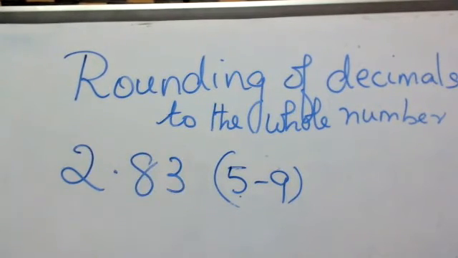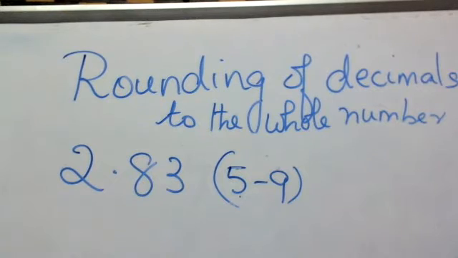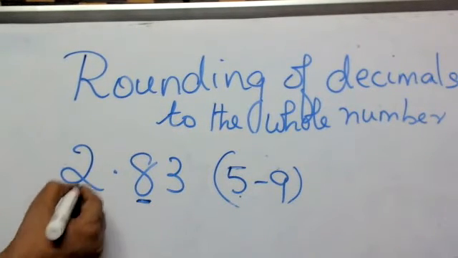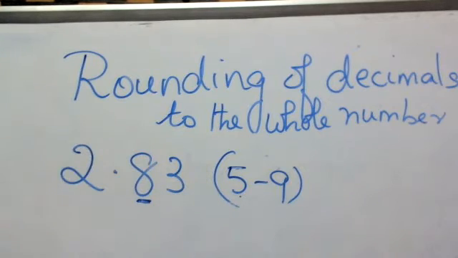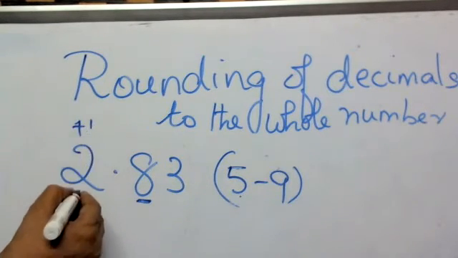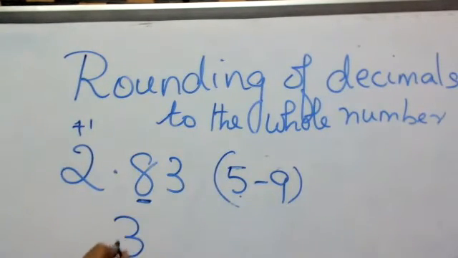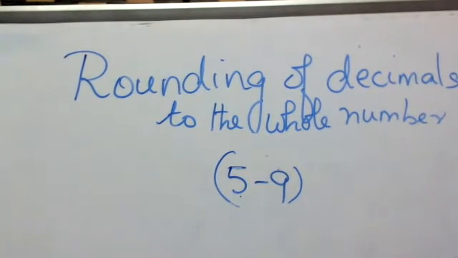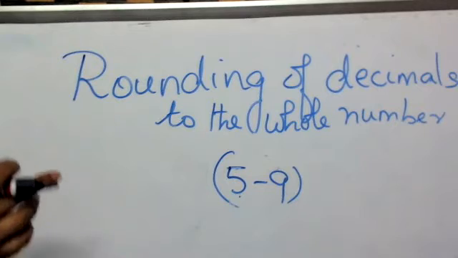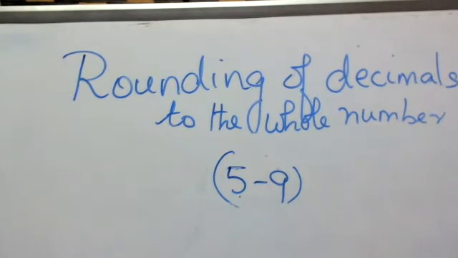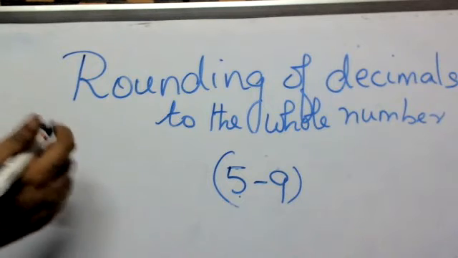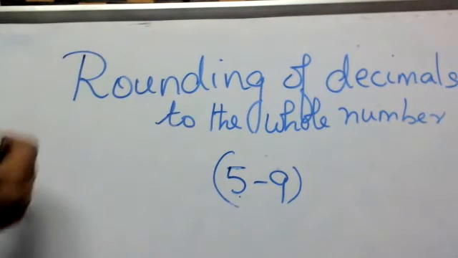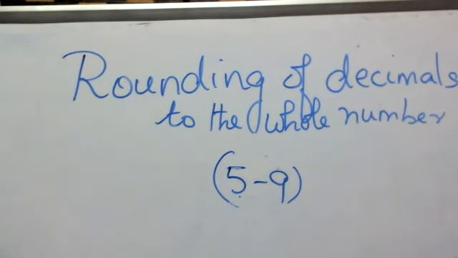2.83. When we want to make it a whole number, check the tens place. So it is more than 5. So we will add one number. So 2.83 will be written as 3. Okay, children. Now you have understood when it is between 0 and 4, the place doesn't change. But when it is 5 or more than 5, the place will change. One digit, it will go forward and we can make it a whole number.